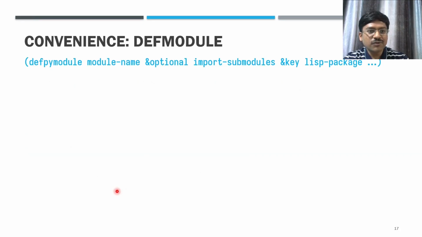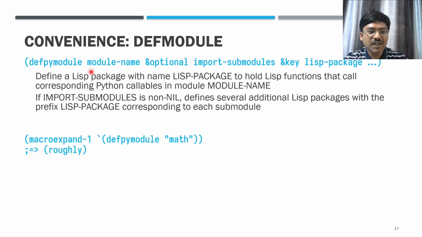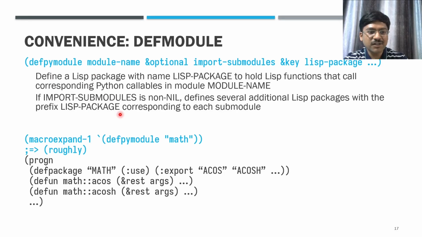Then there's defpymodule. It takes in a Python module name and optionally an import-submodules argument, and it defines a Lisp package or multiple packages which hold Lisp functions that call appropriate Python functions, Python callables. So for example, if we check the expansion of defpymodule math, it roughly expands into a defpackage form and a number of different forms corresponding to each Python callable.